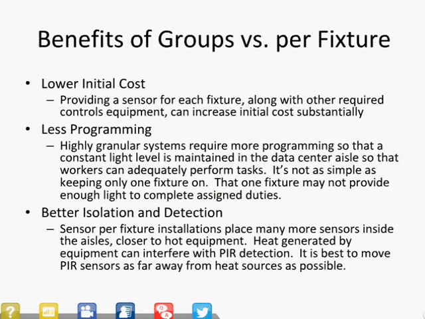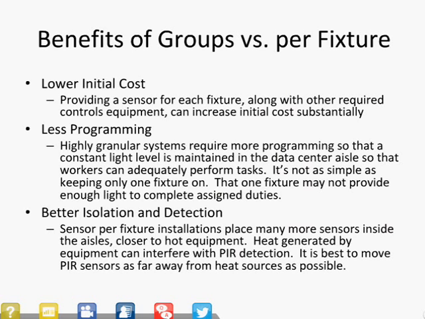Sensor per fixture designs require many more sensors to cover the same amount of space. This lengthens the return on investment and can in some cases even be distracting for workers in the space because the lights are cycling at random times. Secondly, fewer sensors require less programming. Highly granular systems require more programming so that the constant level of light is maintained in the data center so that the workers can adequately perform what they need to do.